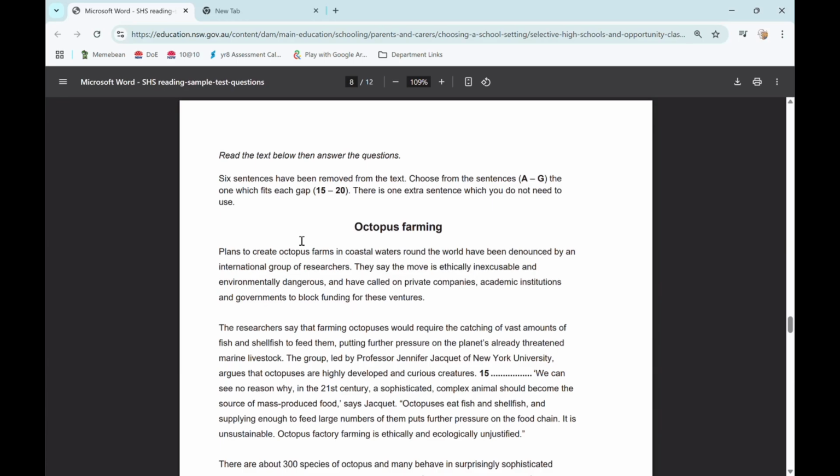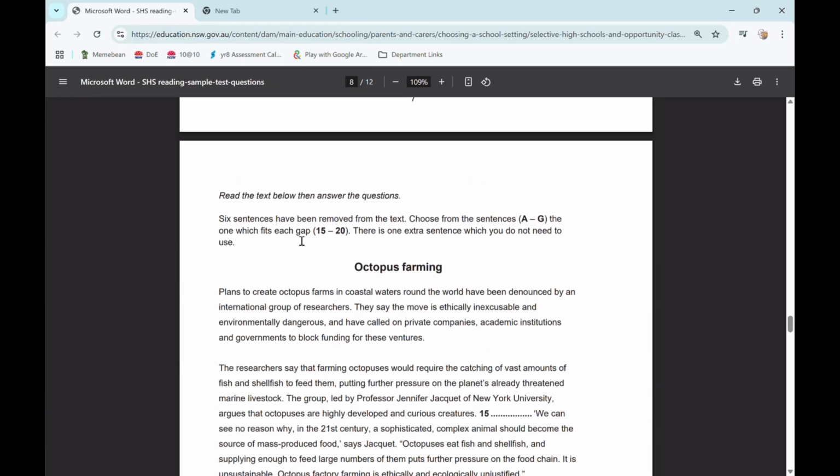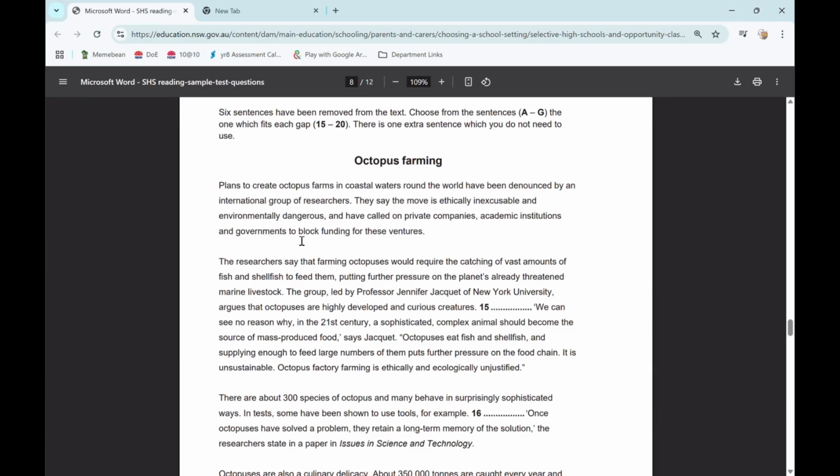So in this text, I will go through each paragraph, its main idea, and what it's about, right? For the first paragraph, you can assume, because of the way a normal text is structured, that this is just an introduction. Here, it's specifically talking about how people are planning to create octopus farms, right? So it can show you what type of text this is as well.